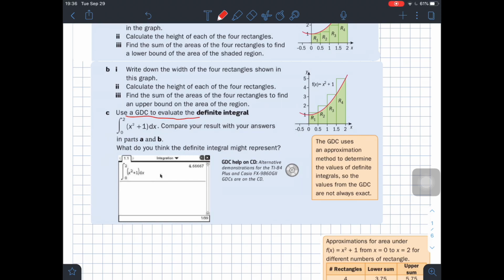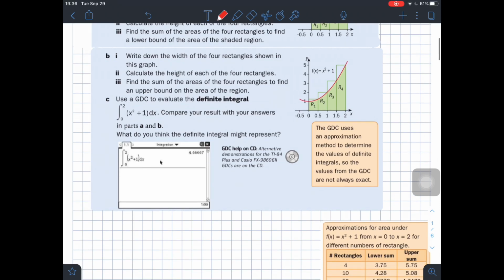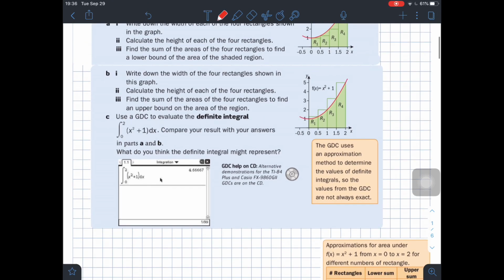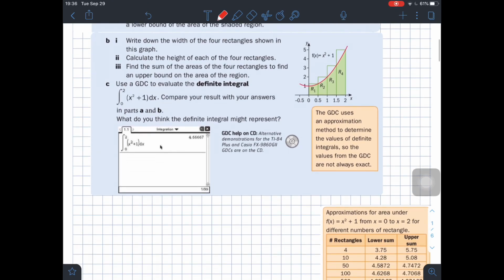So it says, then use your GDC to evaluate the definite integral, and I'm going to show you how you do this. But, okay, here it says, the GDC uses an approximation method to determine the values of definite integrals, so the values from the GDC are not always exact.